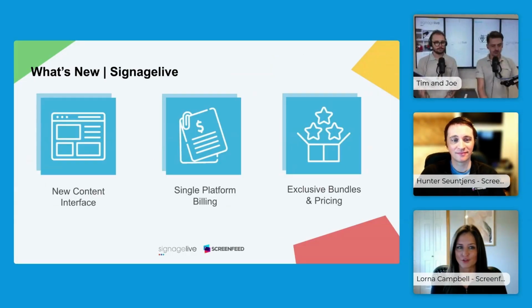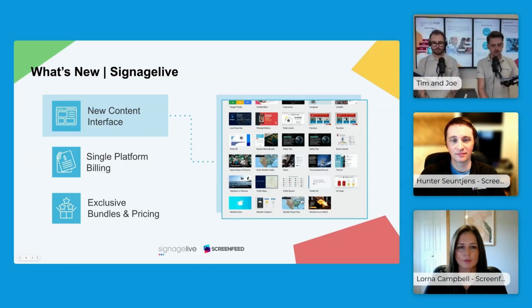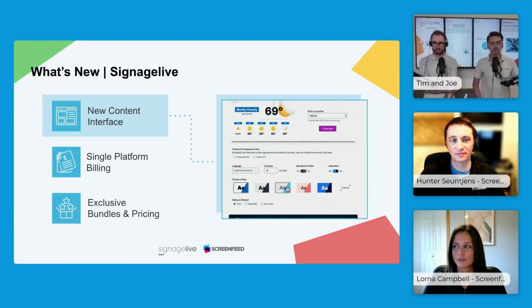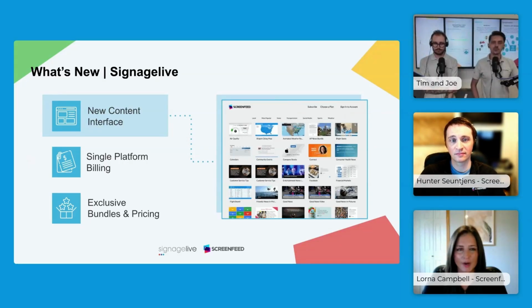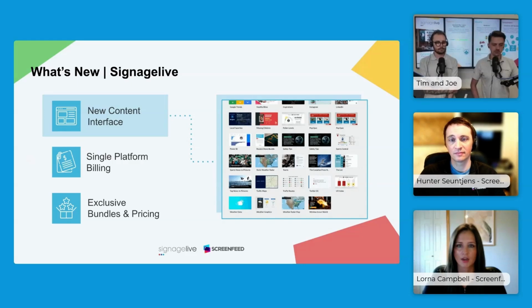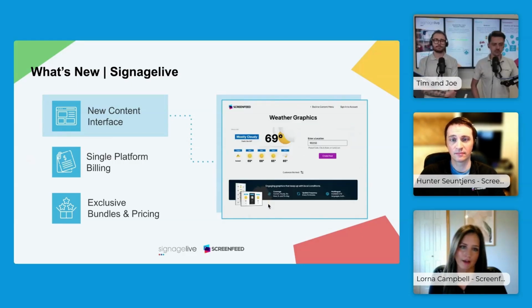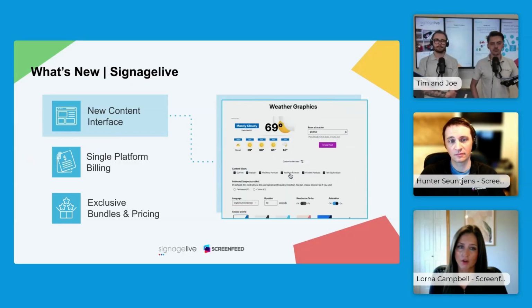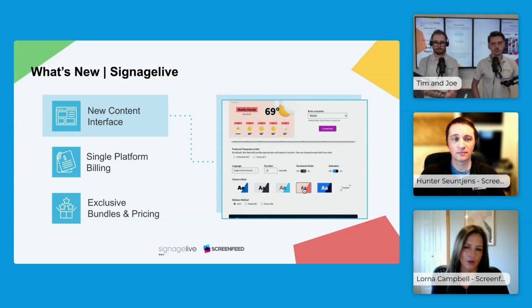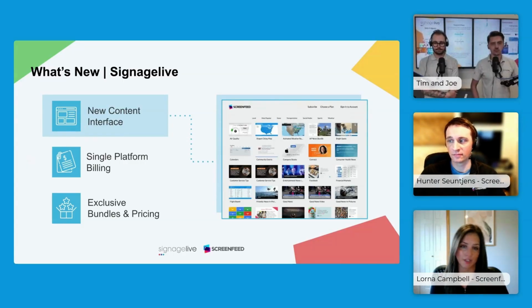Just as a little bit of an overview here, we'll start with the new content interface. Like we've been mentioning in the beginning of this webinar, our platforms are integrated. So the new content interface was actually developed for this partnership, and it provides an easier way to browse content, browse all the feeds. We have a rich product library that is now available directly in Signagelive. And you can browse the feeds that are available or that you've purchased and customize them. So you can see in this little preview on the right the customization and configuration options. These can all take place within Signagelive.